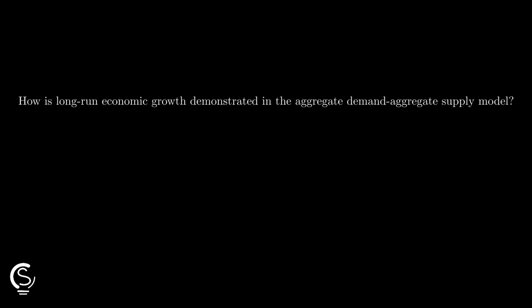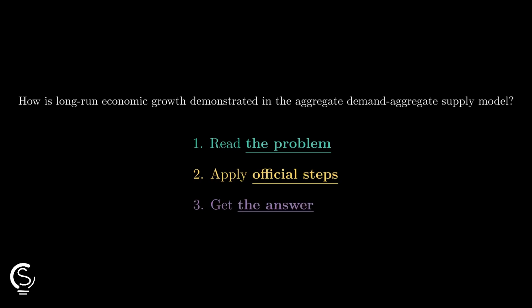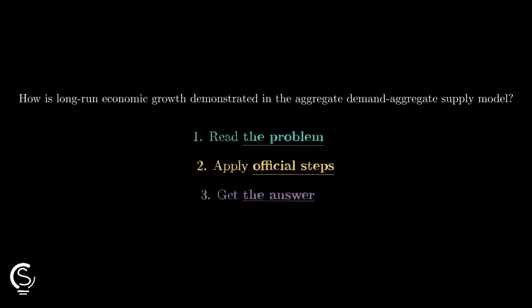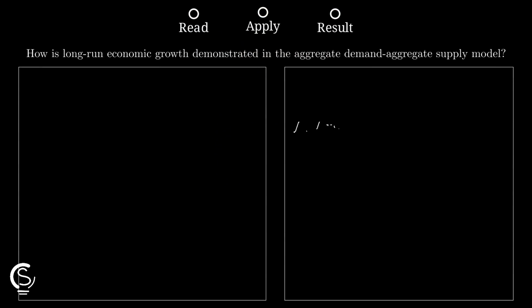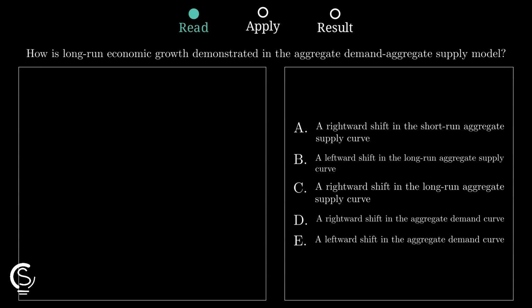Economic growth is a major topic in macroeconomics that we can master quickly. Let's find out how the ADAS model shows long-run expansion right now. Long-run economic growth represents an increase in the total productive capacity of an entire economy over time. This means the nation can produce more goods and services than it could before.